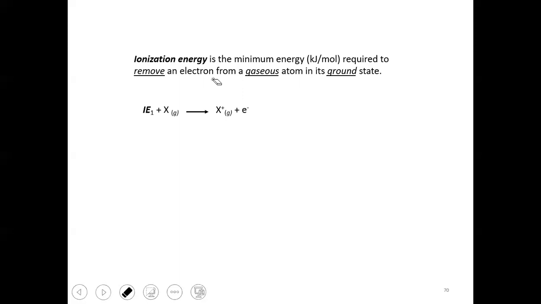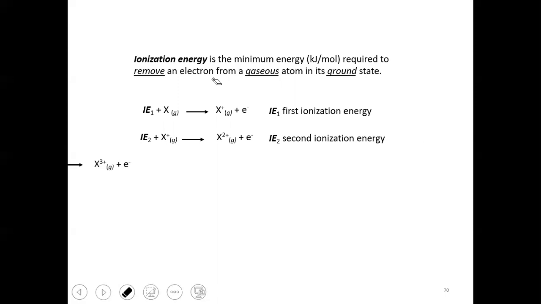So let's say that I have, for example, element X in its gas form. I'm going to input some energy, and I'm going to call this the first ionization energy, and I'm going to take off an electron. Now, I could take that product, that ion, the X plus, and take off another electron, and we call that the second ionization energy, and so forth. We can have the third ionization energy.